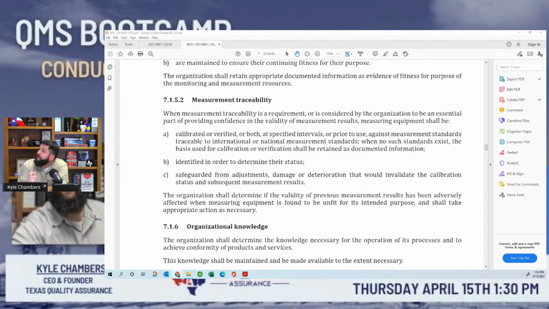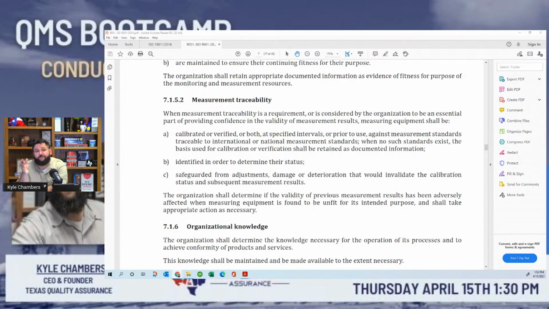So calibrated or verified or both at specific intervals or prior to use against measurement standards traceable to international or national standards, when no such standard exists, the basis for calibration or verification shall be retained as documented information. Okay, so that's pretty fair. Identify in order to determine their status. All right, so this is another one here. Identify in order to determine their status.